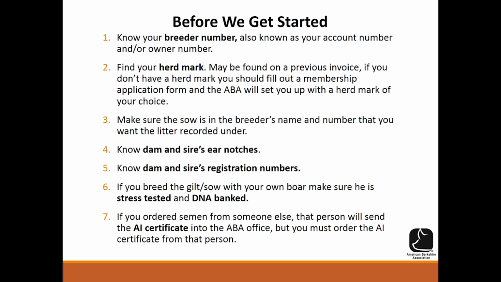Make sure the sow is in the breeder's name and number that you want the litter recorded under. Know the dam and sire's ear notches. Know the dam and sire's registration numbers. If you breed the gilt or sow with your own boar, make sure he's stress tested and DNA banked.